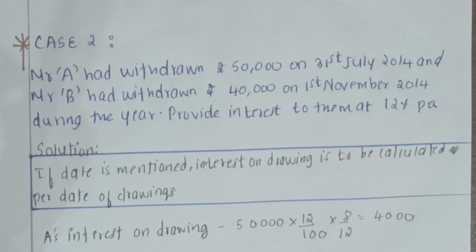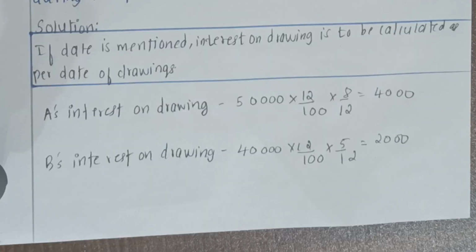Now students, we can see that in this case the date is mentioned. When the date is mentioned, the interest on drawing is to be calculated as per the date of drawing. Here the date of drawing for Mr. A was 31st July, and for Mr. B it was 1st November. So let's see how we'll solve it.